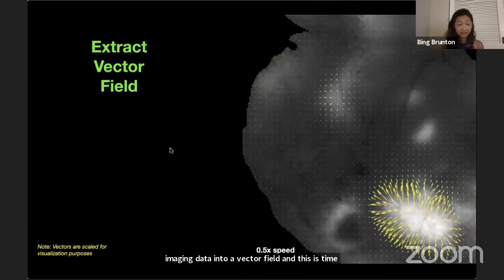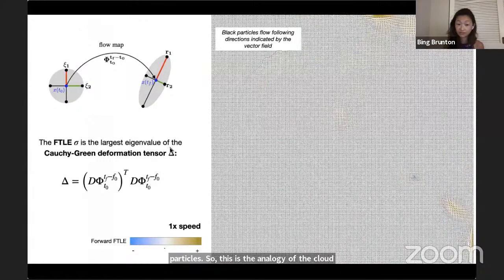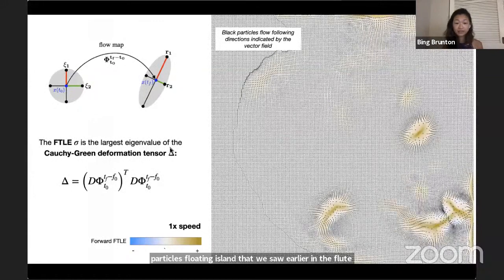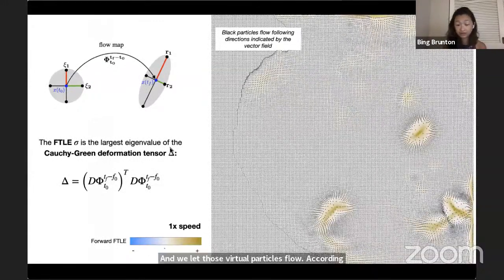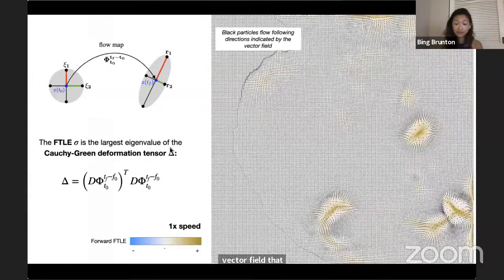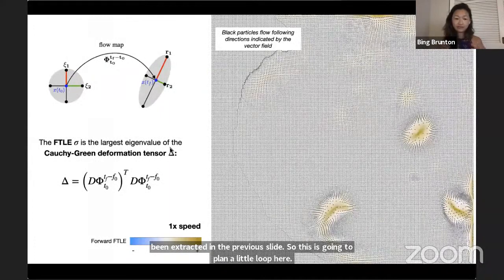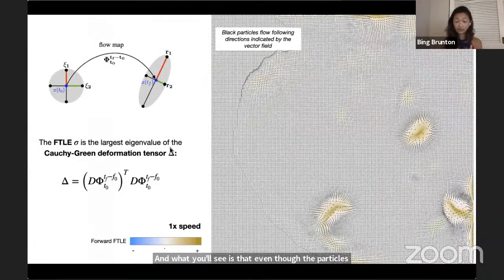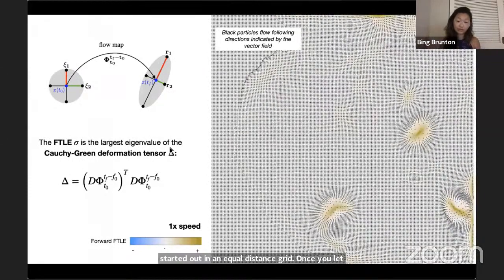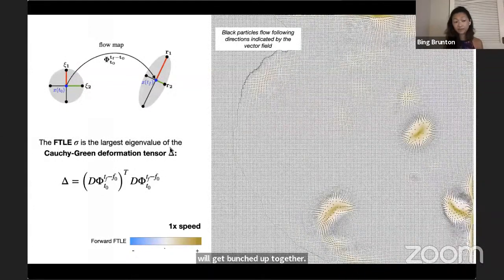The next thing that we do is we computationally plop down an equally spaced grid of virtual particles. This is the analogy of the cloud particles flowing past Guadalupe Island that we saw earlier in the fluid visualization. We let those virtual particles flow according to the vector field that had been extracted in the previous slide. This is going to play on a little loop here, so you can see a tiny snippet of it several different times. What you'll see is that even though the particles started out in an equally spaced grid, once you let them flow according to the vector field, some of them will get bunched up together and some of them will be repelled from each other. And that's what we're after here.